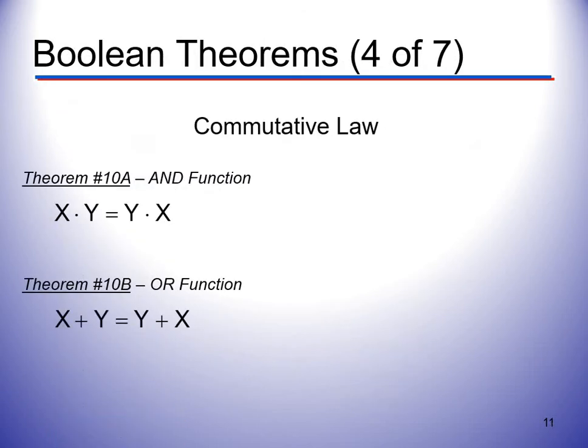All right, let's write down a couple more theorems. You might recognize the verbiage from math class, the commutative law, right? Meaning what? Order doesn't matter, essentially. So we can say X and Y or Y and X. So that's the commutative law for the AND function. Then we have the commutative law for the OR function. So that's why it's 10a and 10b. X or Y is the same thing as saying Y or X.